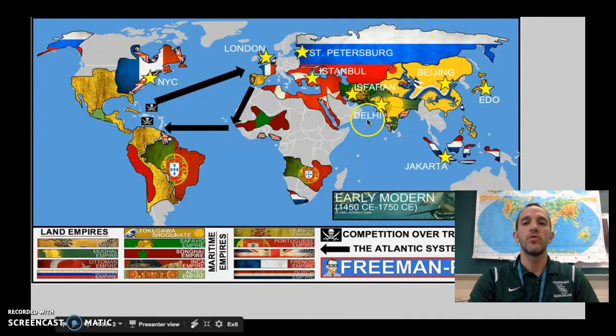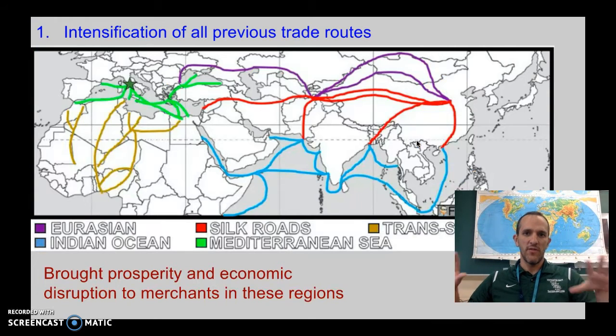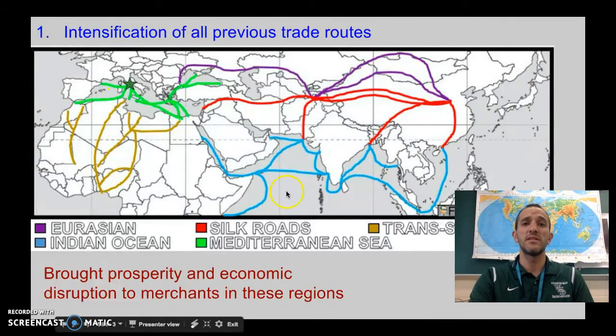A lot of the areas over here in East Asia have started looking inward, which, as we've mentioned, has left this area open much more for trade than we might have seen in the past. The first main idea is that we have this intensification of trade routes, which is, again, a common theme that carries over from the previous time period. These are the trade routes that we've seen since 600.